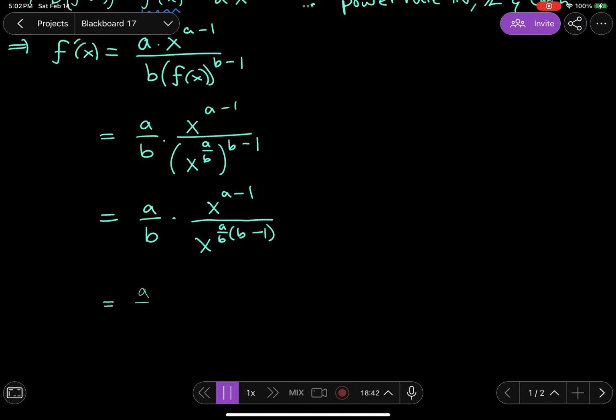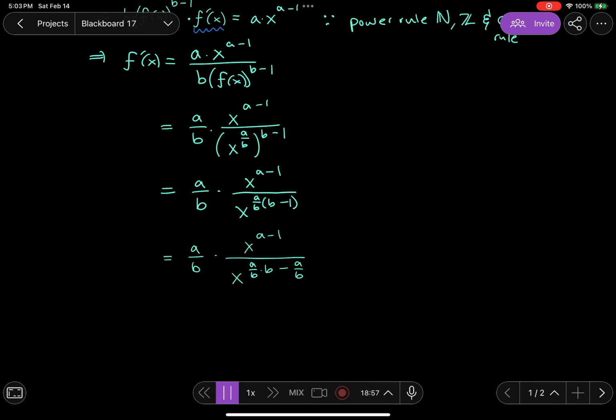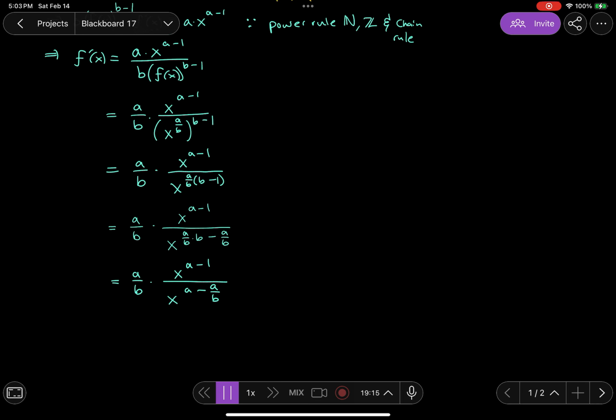Oh, but what is that? That's the same thing as a over b times x to the a minus 1 divided by x to the power of a over b times b minus a over b. That's just the distributive property. It's an axiom. Oh, but that's the same thing as a over b times x to the power of a minus 1, all divided by x to the power of a, notice the b's cancel, minus a over b. But also, remember your exponent rules.